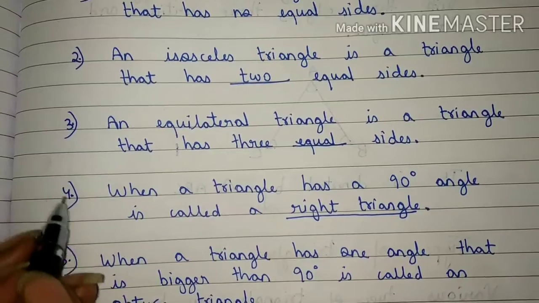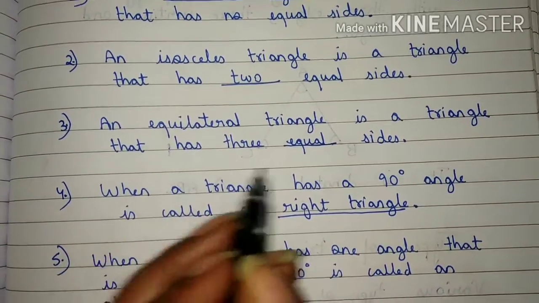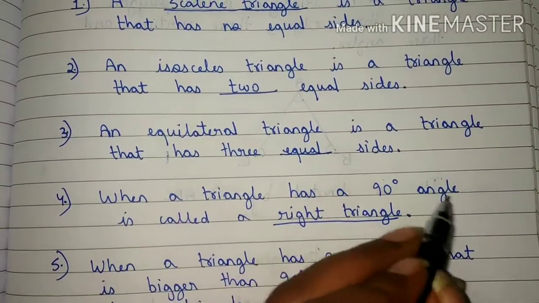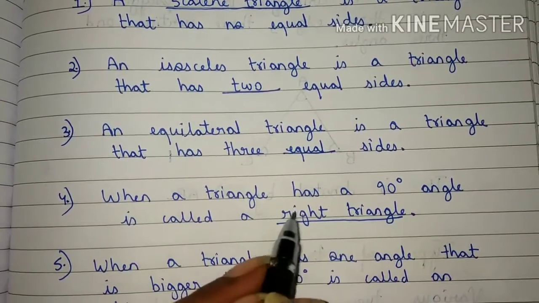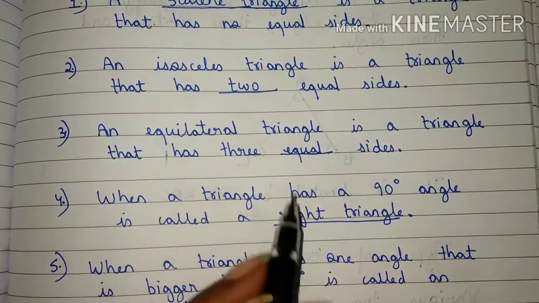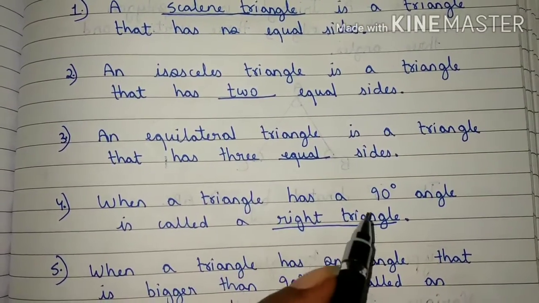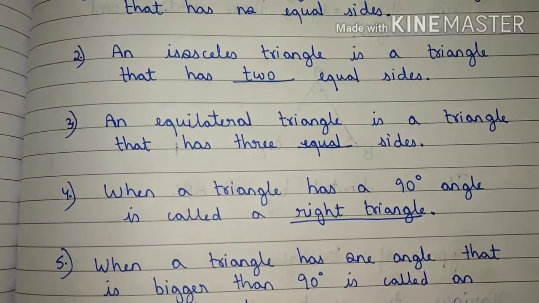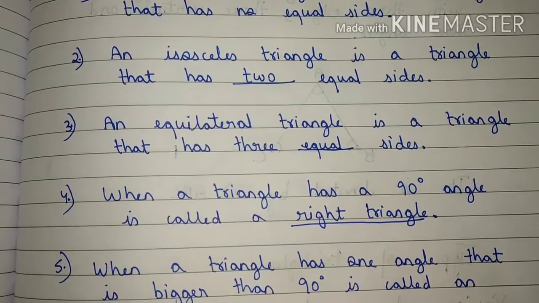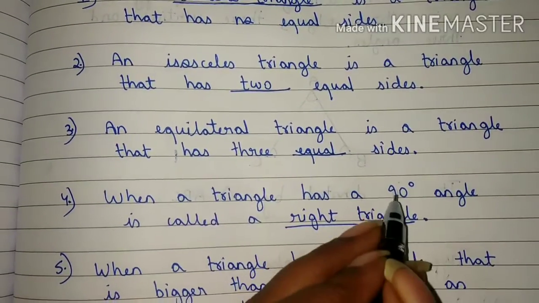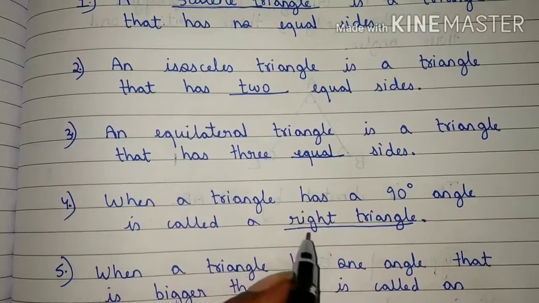Students, now come to fourth. When a triangle has a 90-degree angle, it is called a dash. When a triangle has a 90-degree angle, it is called a right triangle. Students, a triangle in which one angle is 90 degree is called a right triangle.